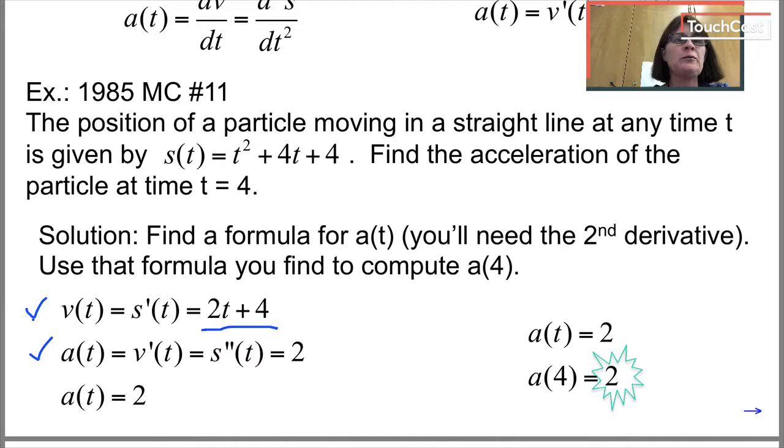So acceleration is going to be the derivative of v, or the second derivative of position. The derivative of 2t plus 4 is 2. Well, that's interesting. It turns out that this acceleration function doesn't actually depend on time. There's a constant acceleration of 2. So a of 4 is equal to a of anything, and a of anything, we've just found out, is 2. Sometimes you might get asked a question like this, and you would find that acceleration is a function of time, in which case that input value is going to change the output value. In this case, it didn't happen to.